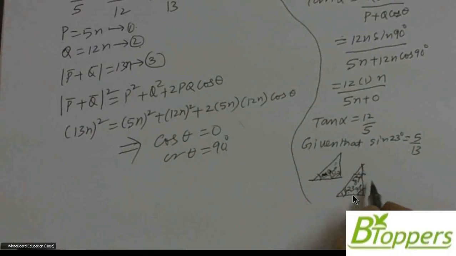Because it is given that sine 23 is 5 by 13, that means sine 23 is the length of the side opposite to 23 degrees divided by the length of the hypotenuse side. So you take this length as 5 units, this length as 13. You can apply the Pythagoras theorem to find the length of this side. That comes out to be 12 units.